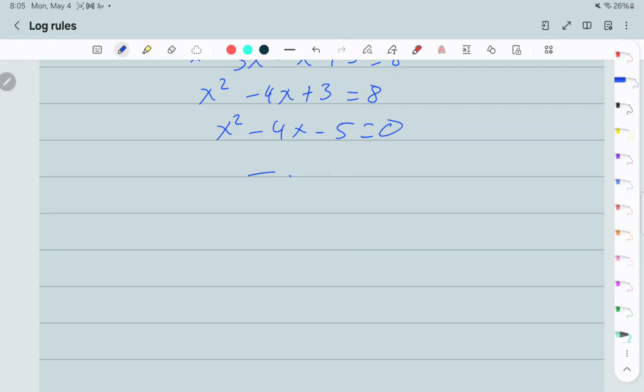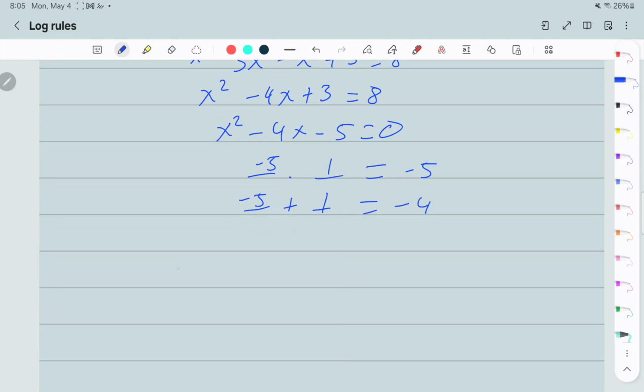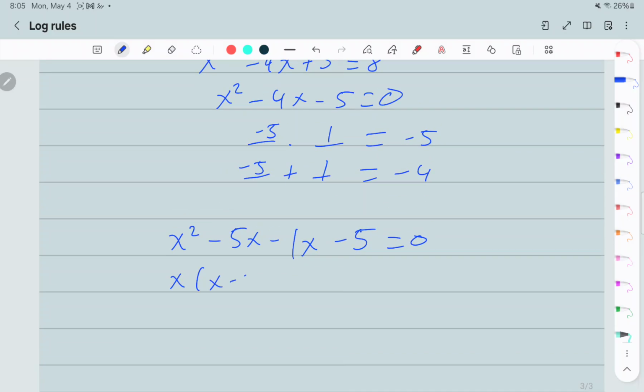So you need to find two numbers that when you multiply give you minus 5, but when you add give you minus 4. You can simply think of minus 5 multiplied by 1. And now if you do minus 5 plus 1, it will give you minus 4. So there you have it, your two numbers. You write x squared minus 5x plus 1x minus 5 equals 0, and then you take out x common.